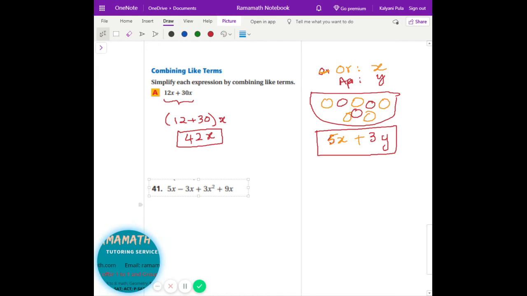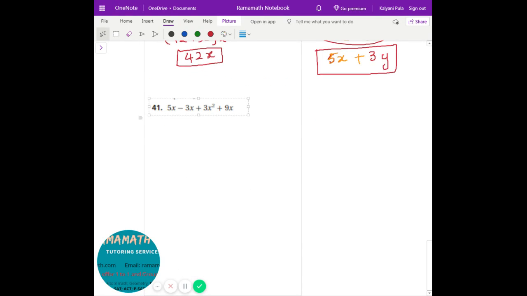Look at this question and see if you have any like terms, combine like terms, and tell me what the final or simplified answer is. Try that. All right, let's see what like terms we have here. Obviously 5x, 3x is also there, and also 9x. These are like terms because I have the same variable. So when I combine them, 5 minus 3 plus 9, and just put the x. But 3x squared is not a like term.